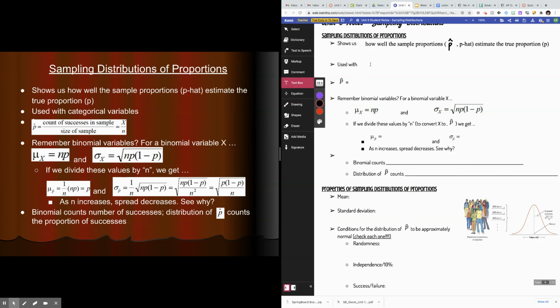Good thing to remember: whenever you think proportions, you want to think categorical variable. And it goes both ways. Categorical variables, typically you're dealing with proportions.